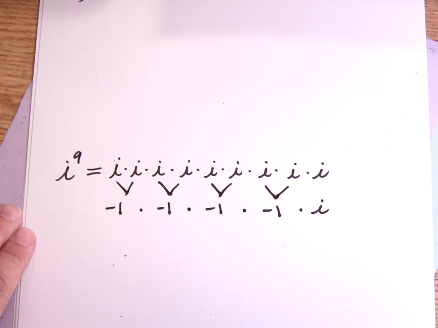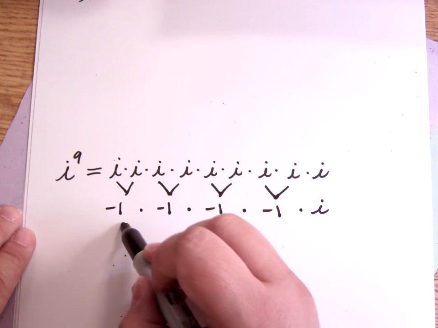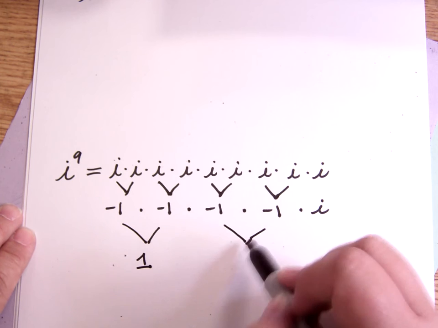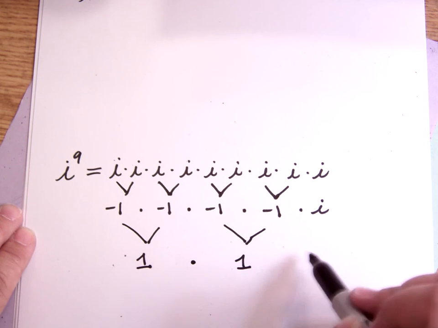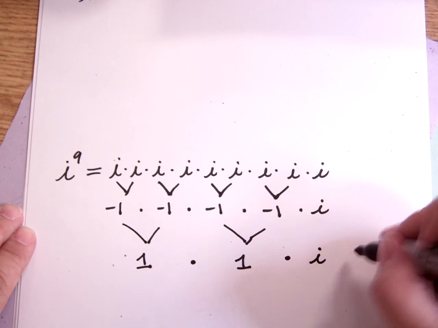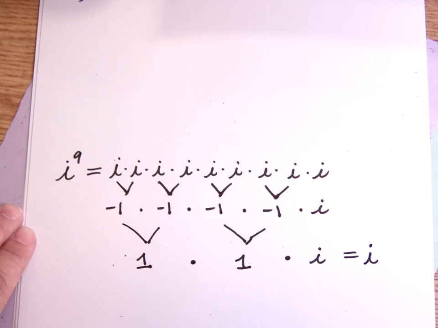Furthermore, what is -1 times -1? -1 times -1 is just 1. So this is just 1 times 1 times i. So my answer is going to be i. And that's what I put for my answer.